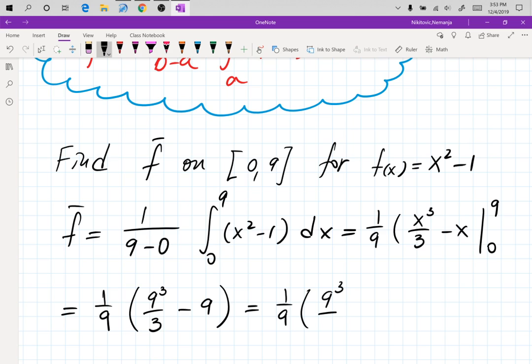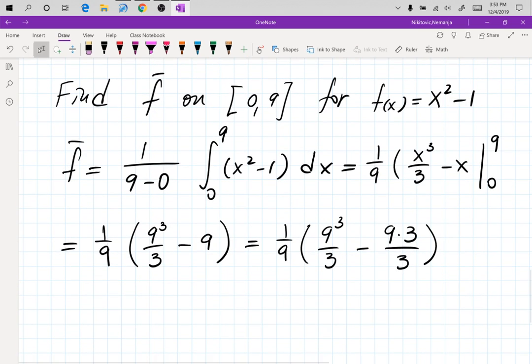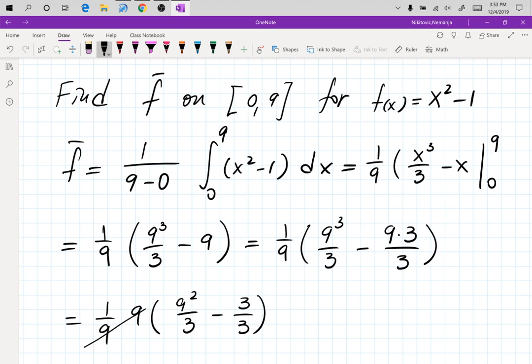You have your 9 cubed over 3 minus 9, and you have to make this a common denominator, as you can see. And now you can factor a 9, and you are left with 9 squared over 3 minus 3 over 3, because you'll need a common denominator to combine them. So now these guys cancel completely. 1 over, oh, I could have canceled 1 over 9.